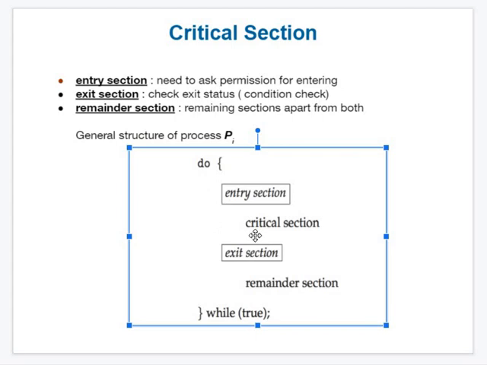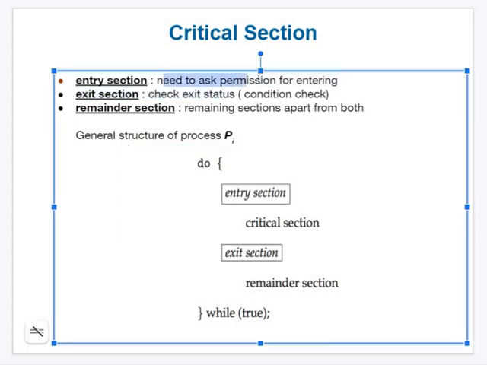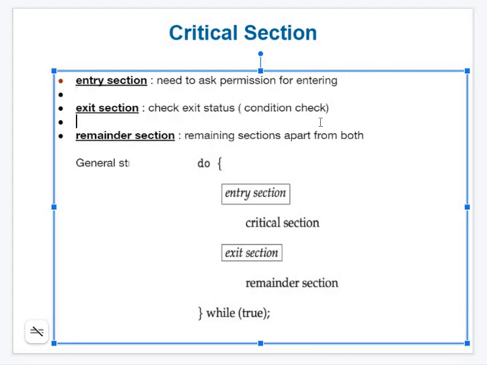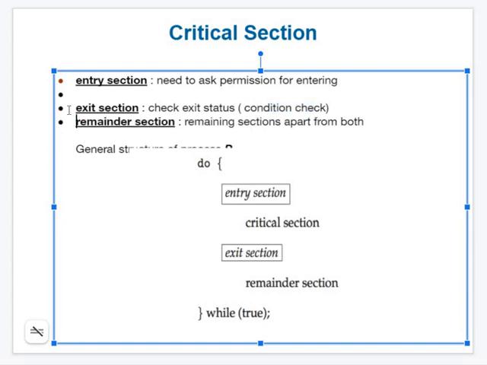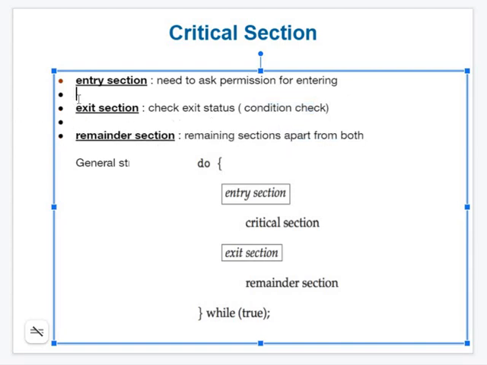So what do you mean by entry section? Listen to the definition: the process needs to ask permission. Exit section, simply you exit. Sometimes simple exit is not allowed, so the option is to check some condition, then exit. If the condition passes, exit is allowed. If the condition doesn't match, then it is not allowed to exit.